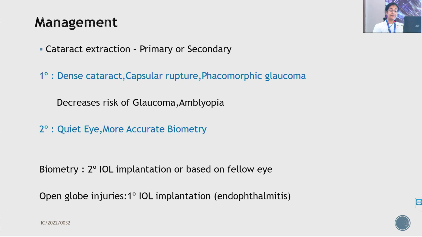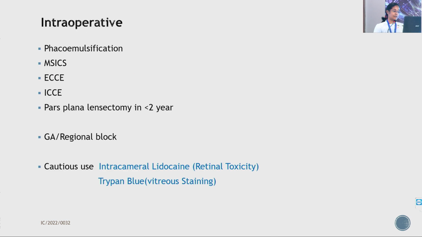We can get a better biometry, and if the biometry is not possible, we can either do a secondary IOL implantation or the calculation can be based on the fellow eye. In open globe injuries, we generally defer a primary IOL implantation even if the traumatic cataract is extracted because of the risk of endophthalmitis. Intraoperative procedure depends on the surgeon and the patient factors. We can plan any of these procedures.